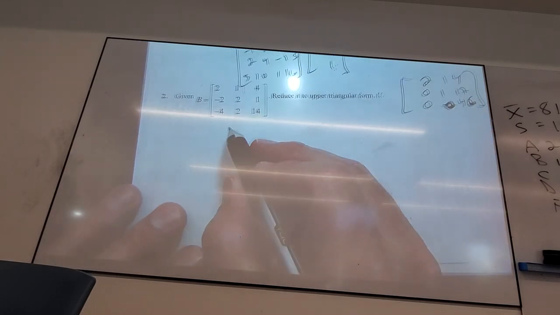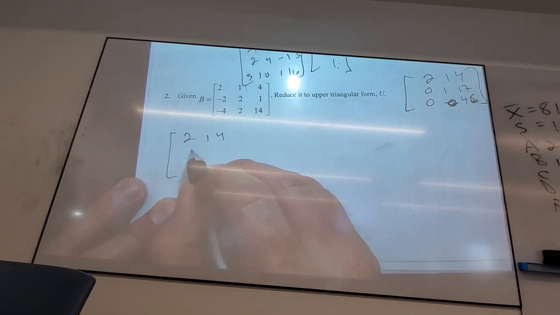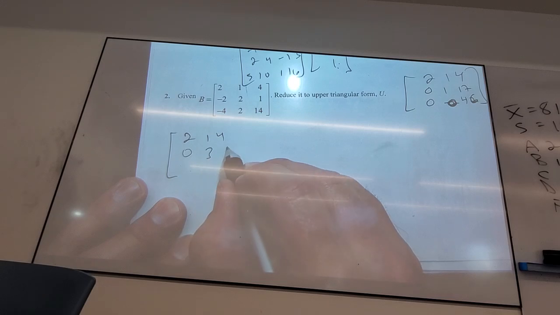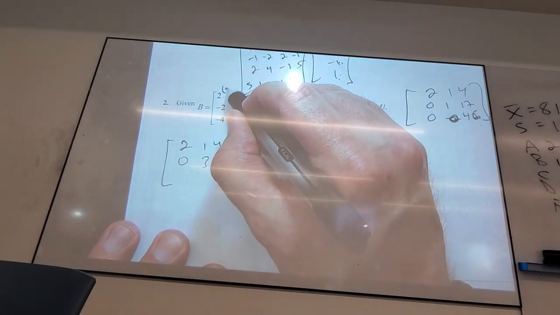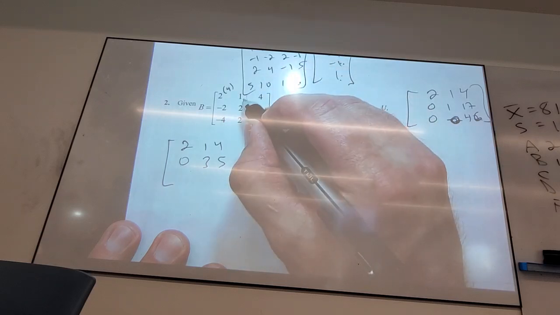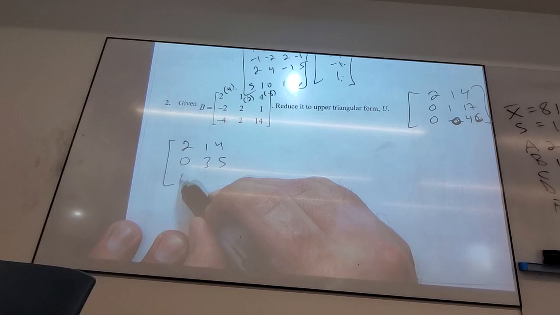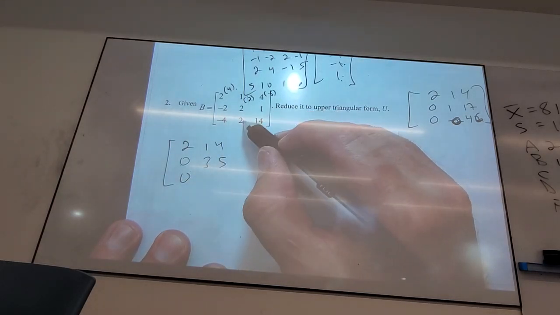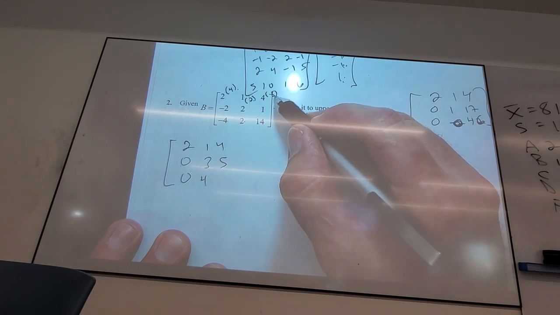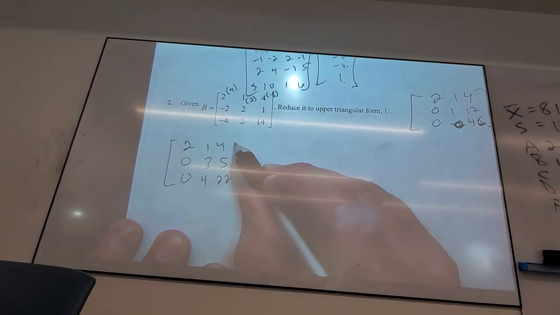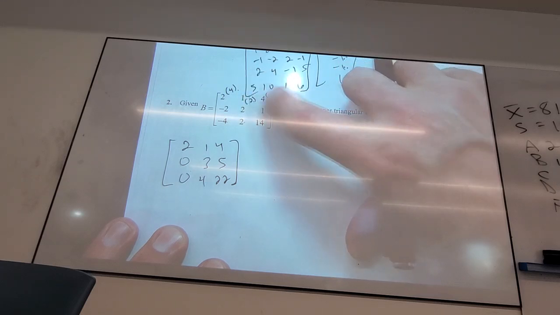Alright, let's do this together real quick. If I add row 1 and row 2, I'll get 0, 3, 5. And if I double row 1 and add it to row 3, does everybody see what I'm doing? I'm doubling row 1. 4 minus 4 is 0. 2 plus 2 is 4. Good Lord, if I could read my own writing. 8 plus 14 is 22. Does that look good? Yeah, double row 1, add it to row 3, yes.